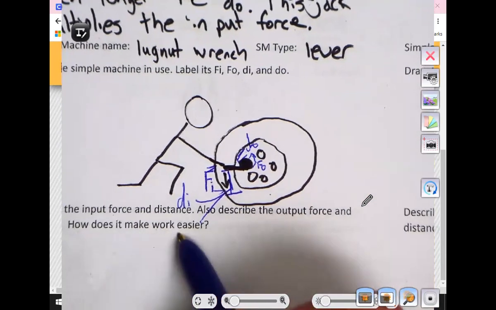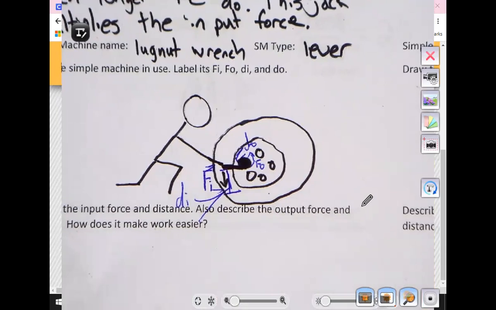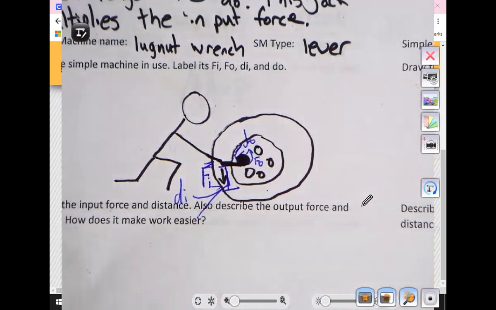All right, so how does this machine make work easier? That's the question. Which one of these three things does this machine do? Does it multiply the input force? Does it increase the distance the force acts over? Or does it change the direction of the force? Which one does it do? It increases the distance of the force. You're going to do a bigger distance, but that's not the reason I use a lug nut wrench. Why do I use a lug nut wrench? Not to get a bigger distance. Stronger force. So I use it to multiply my input force.